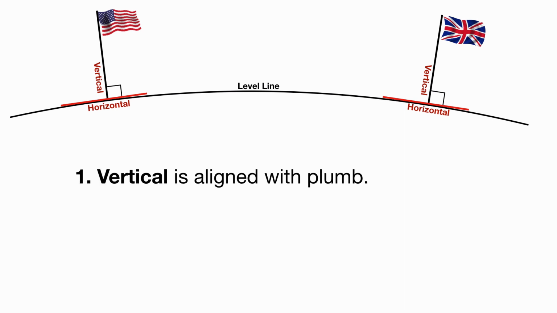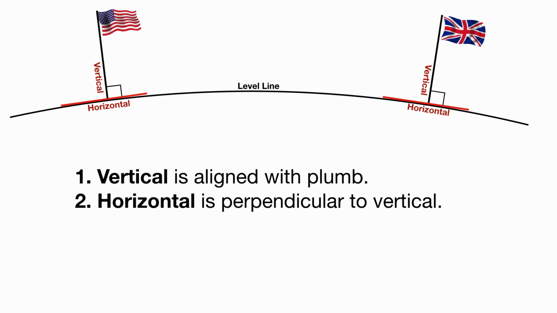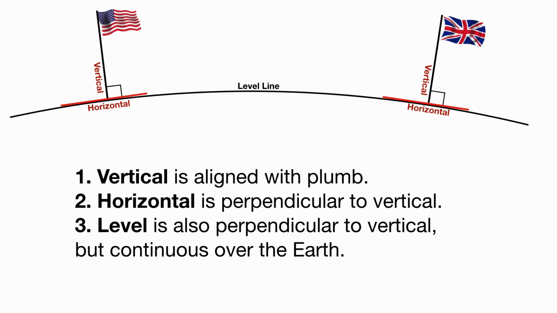Vertical is aligned with plumb, horizontal is a straight line perpendicular to vertical, and level is also perpendicular to vertical, smoothly continuous over the earth. Regardless of the shape of the earth, these three definitions should be ones on which everyone can agree.